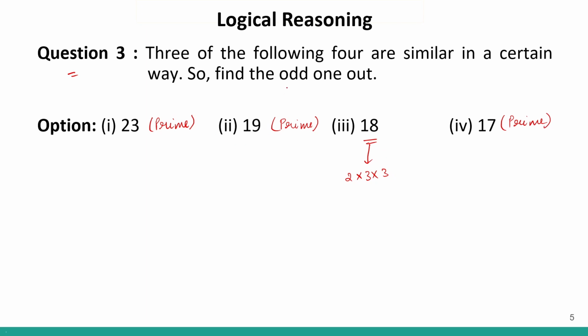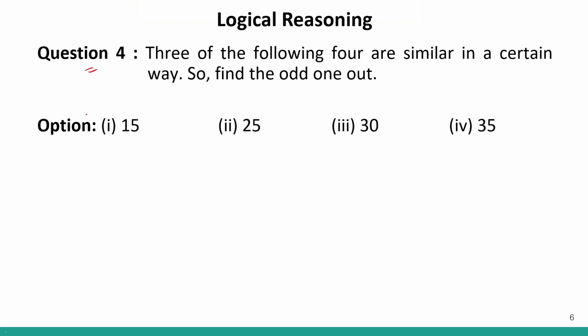But in prime numbers, there are only 2 factors: 1 and the number itself. So the factors of 23 are 1 and 23. Similarly, the factors of 19 will be 1 and 19, and the factors of 17 will be 1 and 17. This is the reason why 18 is the answer, because it is not a prime number. Everyone else is a prime number. Okay.